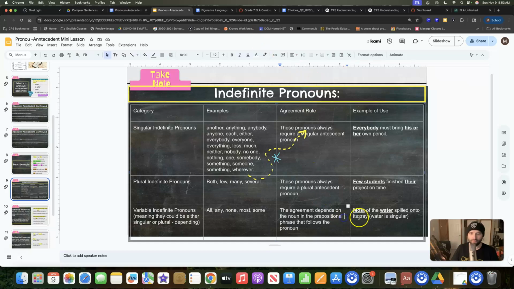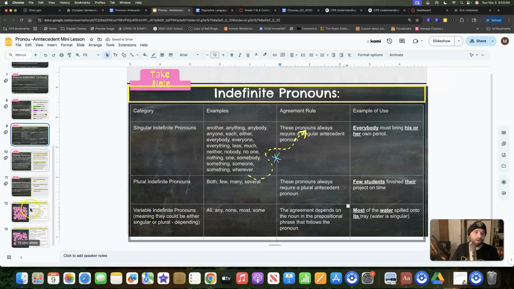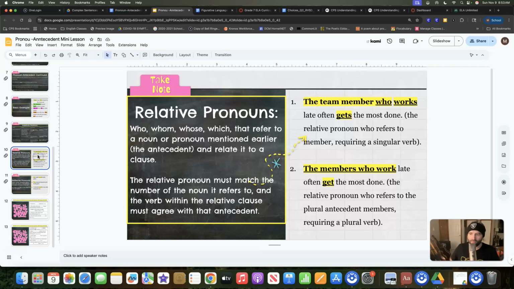Why didn't I underline that for you guys? We need a singular pronoun here. Okay. So now, really quickly, relative and reflexive, we're not going to really do much with those today, but I just want to talk about them.